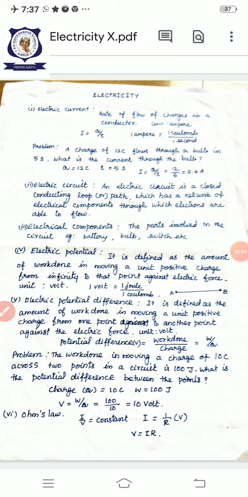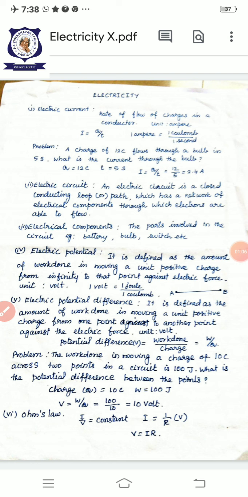Charge means electrons. We know an atom consists of three elementary particles. What are they? Yes, they are electrons, protons and neutrons. These protons and neutrons, we already know, are nucleons. They are present inside the nucleus, but electrons revolve around the nucleus. These are the charged particles, negatively charged particles, we know this.